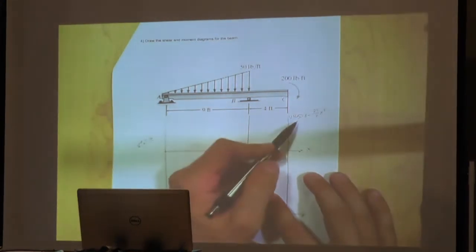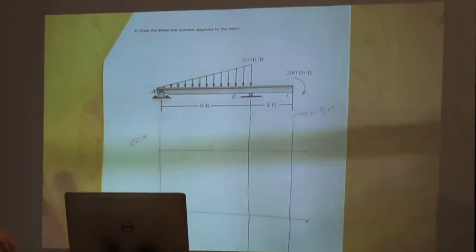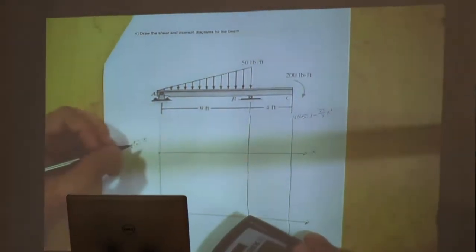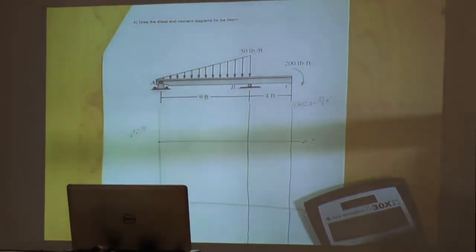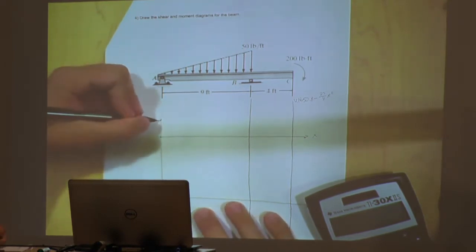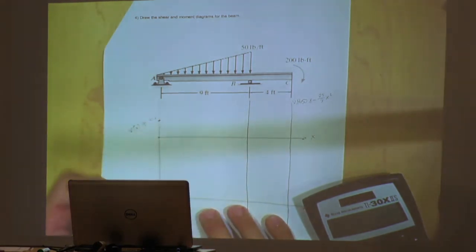So what you'll want to do is plug in your boundary conditions. Your first one is at 0. If we plug in 0 to that equation, what value do we get? Yeah, so we'll get 52.8. And now if we plug in 9 to that equation, what value do we get?